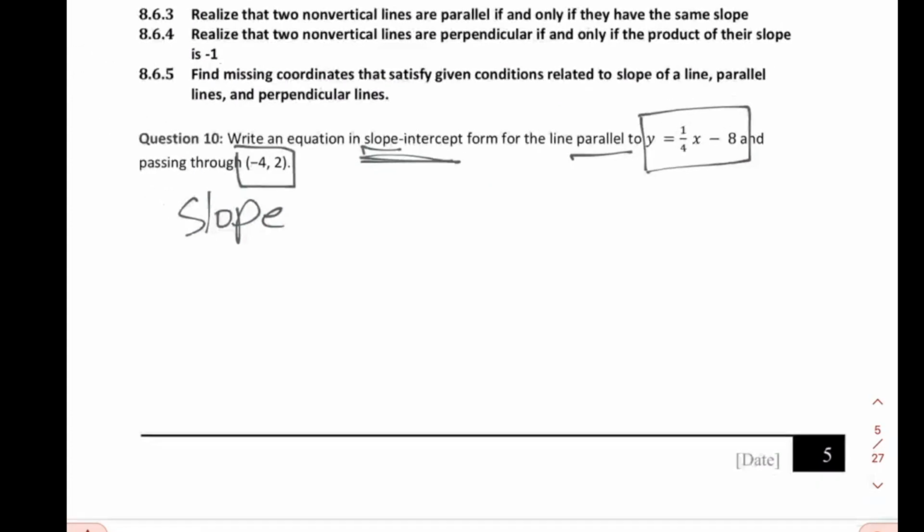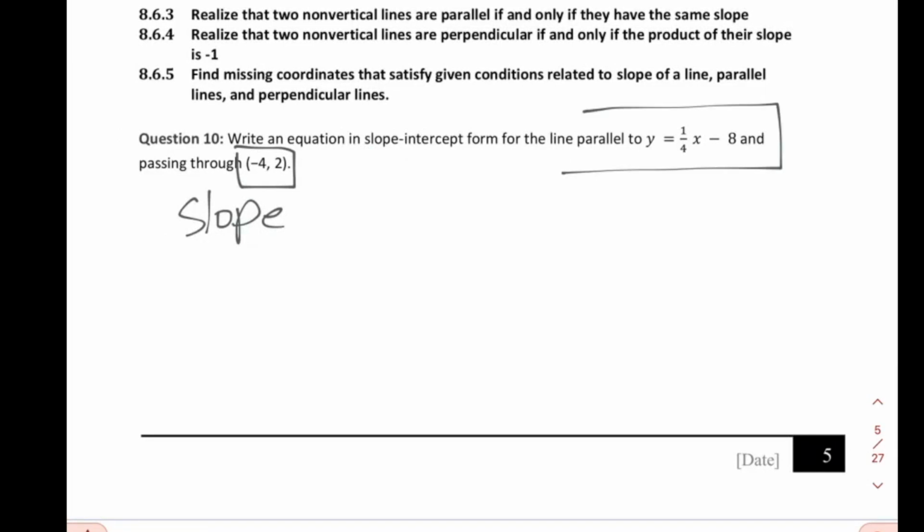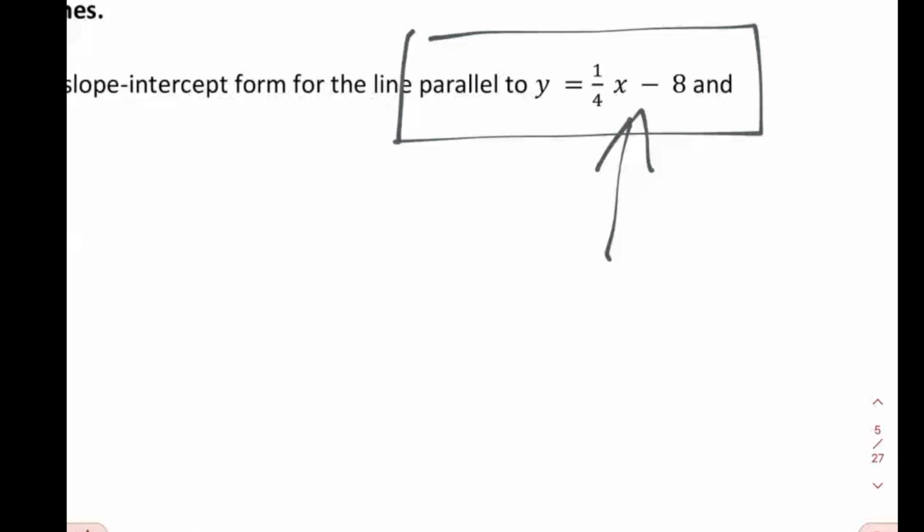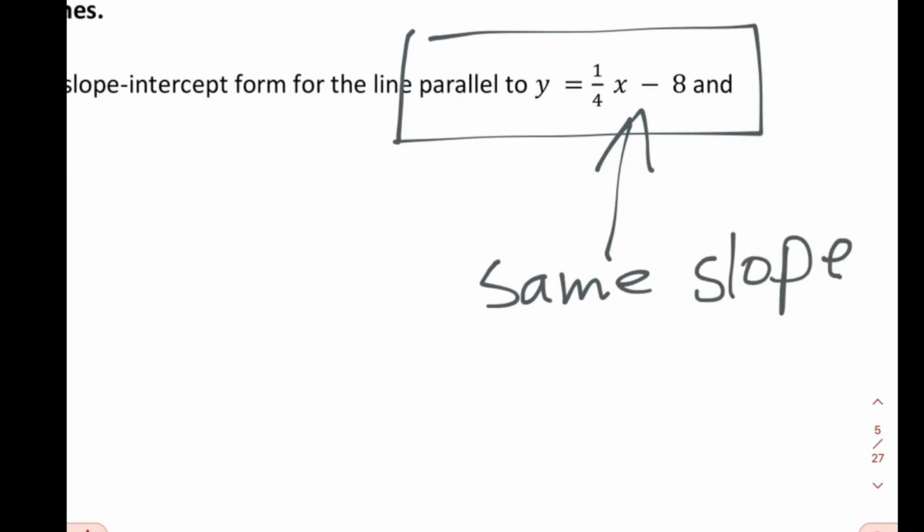Now the slope, how do you get it? In this case, you get it from the given line, this one, because it says parallel to this line. So my new line is parallel to this line. If they are parallel, they have the same slope. Remember, same slope. This is when they are what? Parallel. Parallel means what? Same slope.